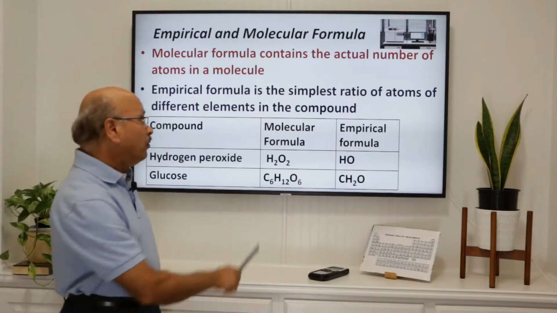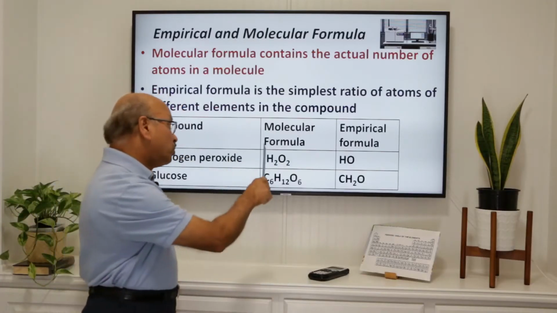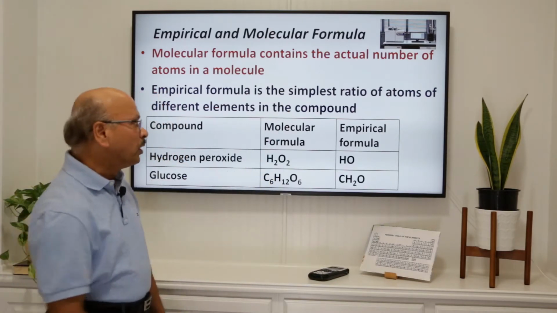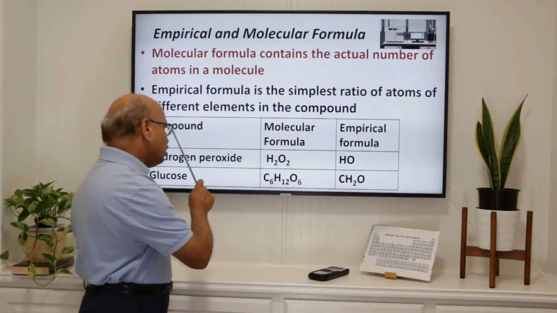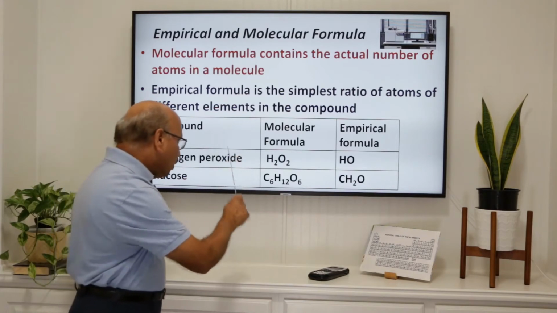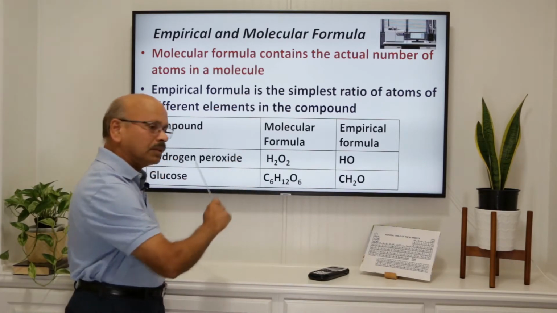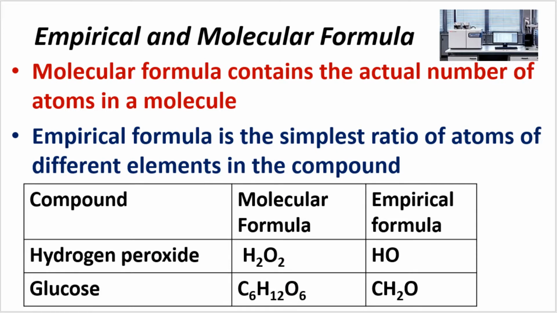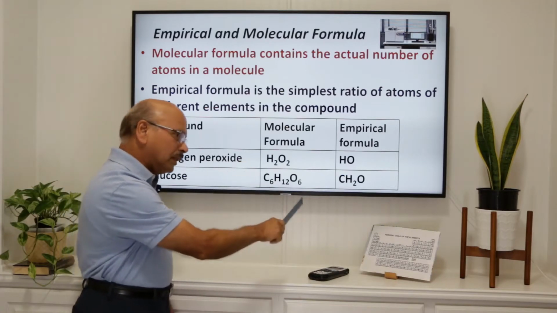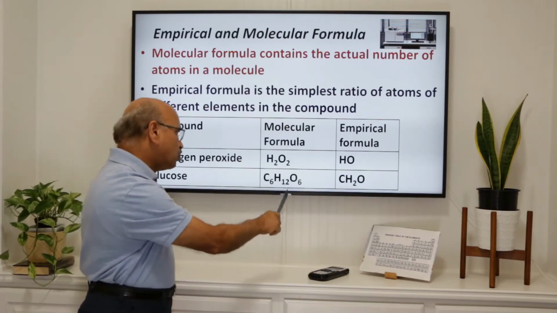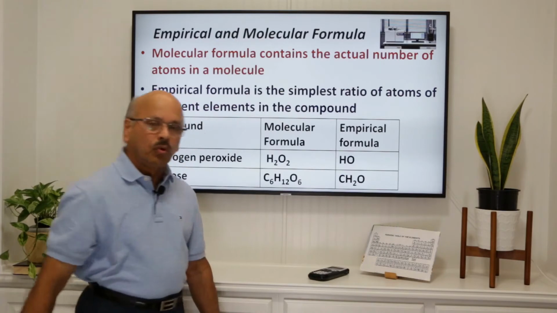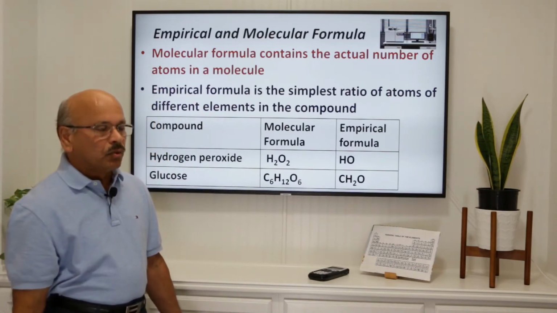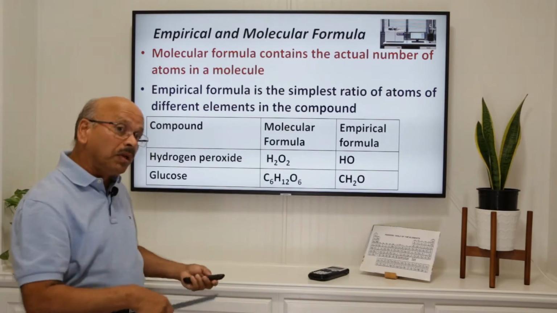Where did you get that? We know the hydrogen to oxygen atom ratio is 2:2, which on simplification becomes 1:1. So that's why the empirical formula is HO. Okay, so glucose, the molecular formula is C6H12O6. By using the same idea, the atom ratio of carbon, hydrogen, oxygen is 6:12:6, which simplifies into 1:2:1. That's why the empirical formula is CH2O. So I think you get the idea. We can get the empirical formula from the molecular formula very easily.